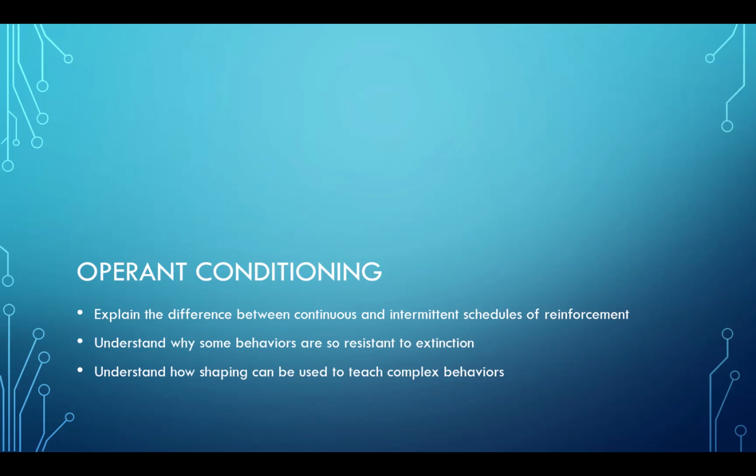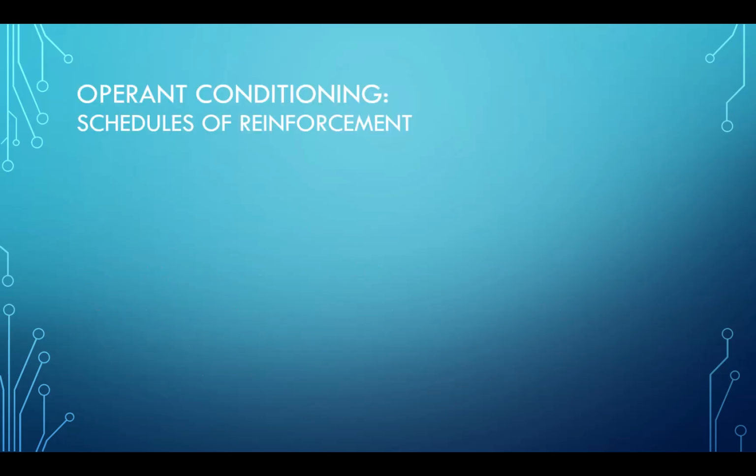In this video, we're going to talk about some other important aspects of operant conditioning. By the end of the video, you should be able to explain the difference between continuous and intermittent schedules of reinforcement, understand why some behaviors are so resistant to extinction, and understand how shaping can be used to teach complex behaviors. So while your book goes into some of the details on the schedules of reinforcement, I'm just going to hold you responsible for knowing the difference between continuous and intermittent or partial reinforcement.